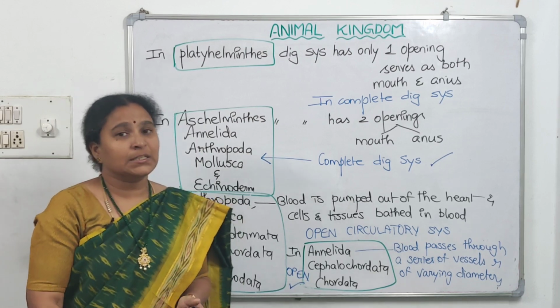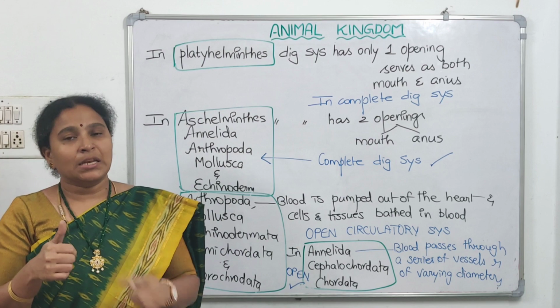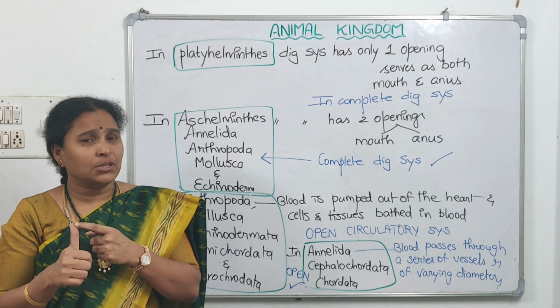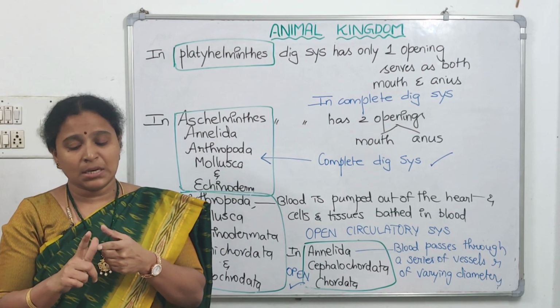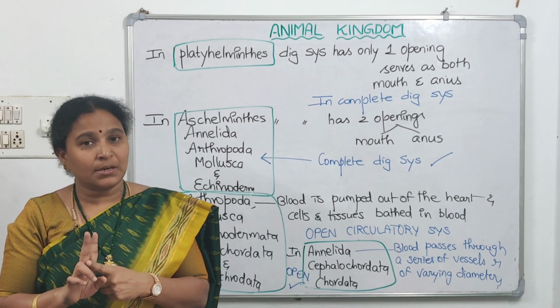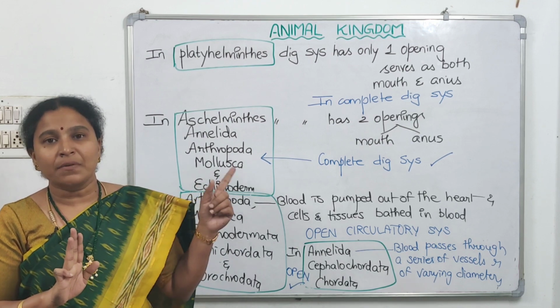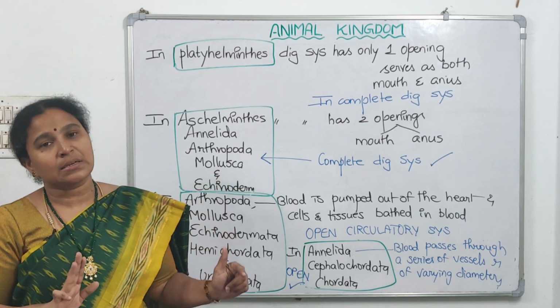So we are with the first characteristic, that is level of formation. In the level of formation we said, in sponges it is cellular level of formation. In Coelenterata and Ctenophora it is tissue level of formation. In Platyhelminthes it is organ level of formation. In the remaining phyla it is organ system level of formation. Now here we are talking about digestive system and circulatory system.